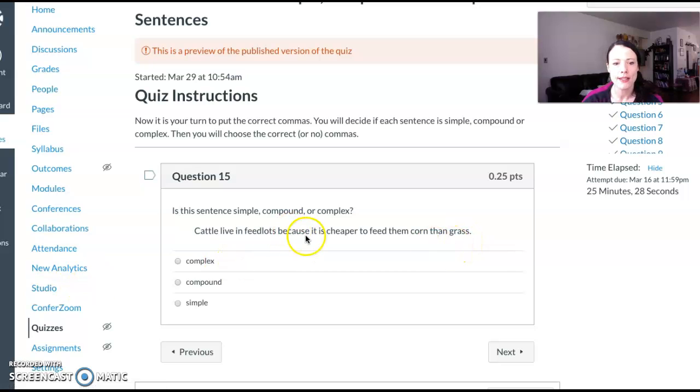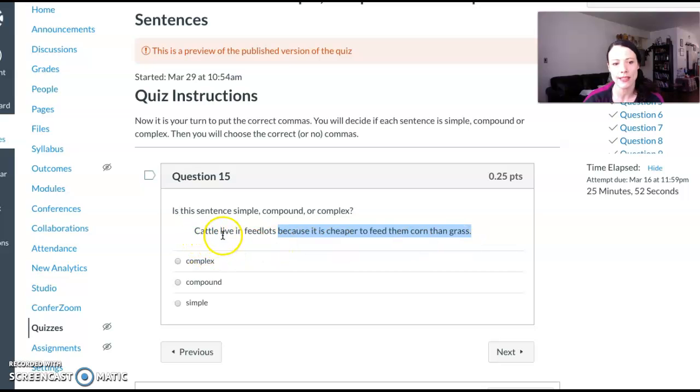I have a "because." Now, "because of" is a prepositional phrase. So when you see "because of," think, uh-oh, no, that's a preposition. It's not a subordinating conjunction. But here I have "because it is," subject verb. So that is a dependent clause.